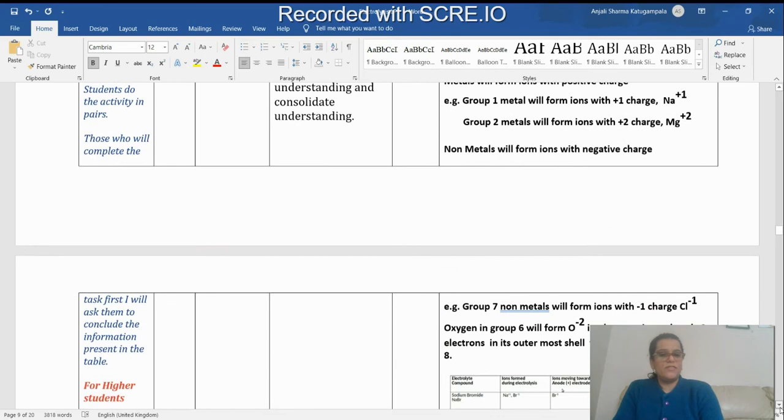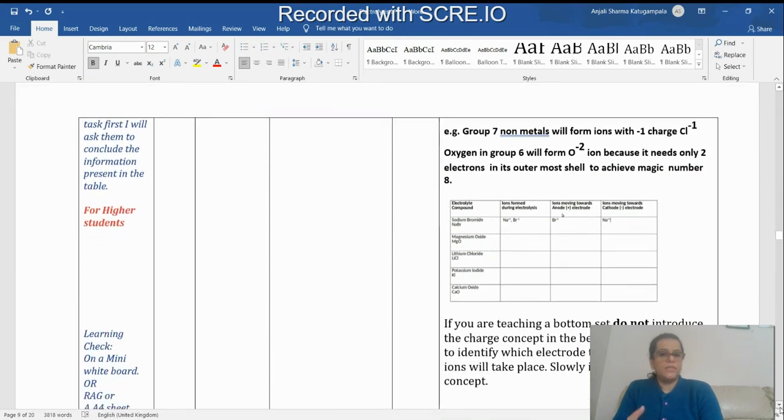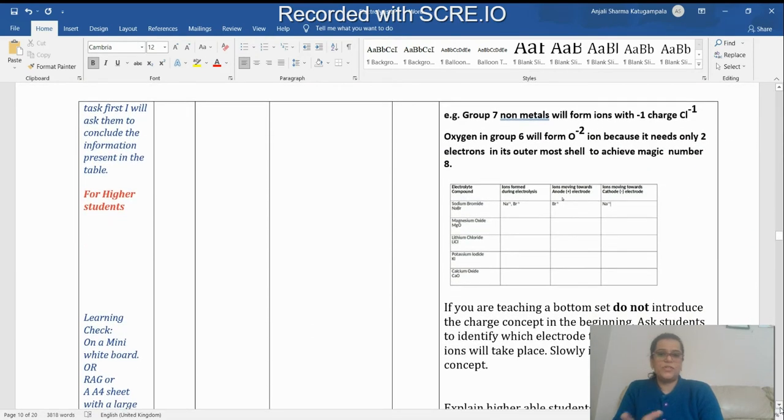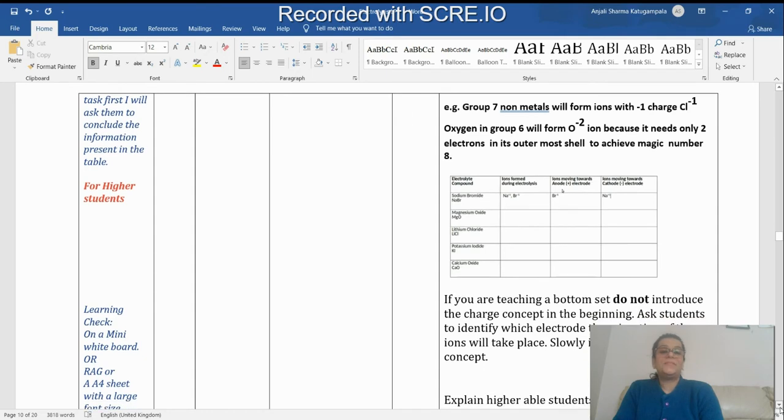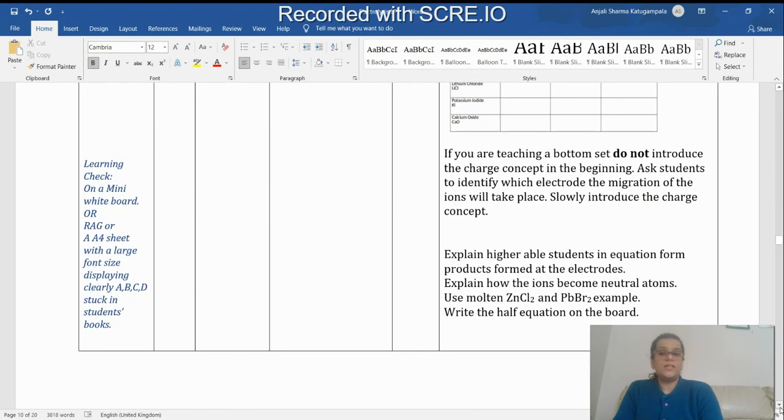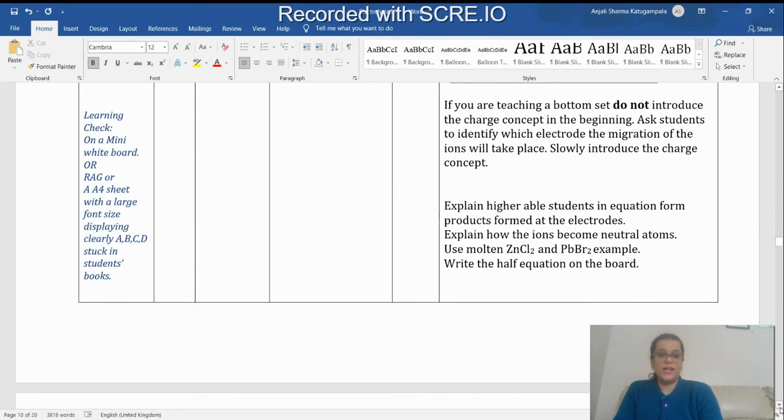It needs constant reinforcing though. If you're teaching mixed ability students, you can give them an electrolyte compound and ask them to determine the charges and where it will migrate. But if you have a bottom set, then you need to scaffold this much further for them. You are constantly doing learning checks in your lesson.